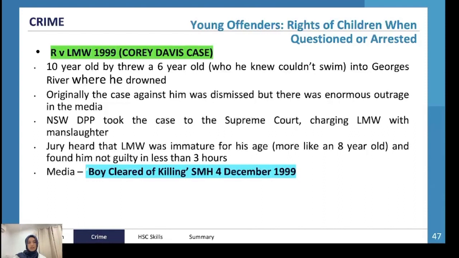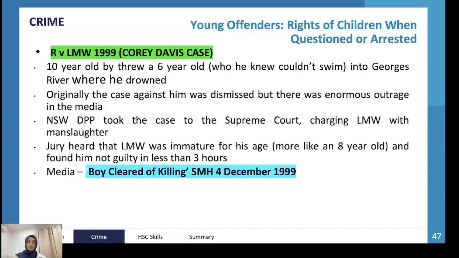So the NSW Director of Public Prosecutions took the case to the Supreme Court, charging LMW with manslaughter. The jury heard that LMW was immature for his age. He was more like an 8-year-old mentally, and they found him not guilty in less than 3 hours.